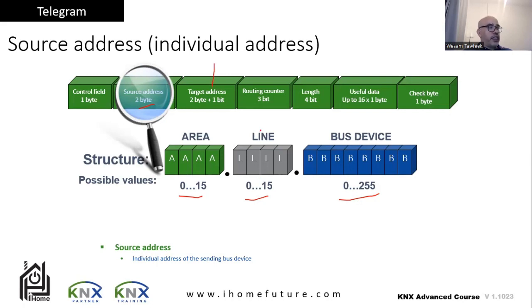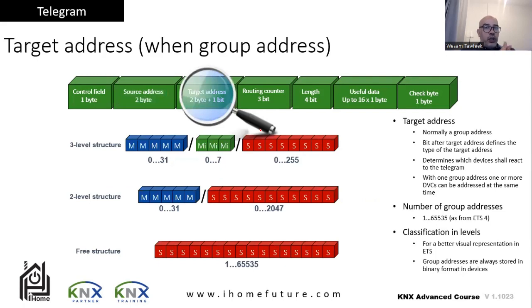The target address is normally an individual address or a group address. Most of the time it's a group address because this is the one for the operation. Remember, we send from an individual address, and then we have a group address of the devices that are going to act based on what I sent. So if I'm pressing a keypad, the source address is the individual address of the keypad, but the destination, or target address, is mostly the group address containing the devices that I need to act based on the keypad.